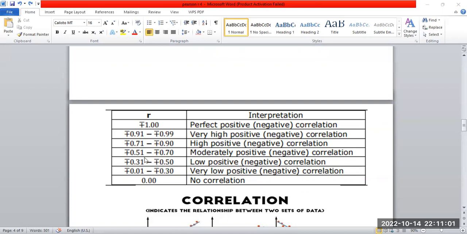Next, we have 0.51 to 0.70. If the R is 0.51 to 0.70, if it's positive, that's moderately positive correlation. And if it's negative, it's a moderately negative correlation.